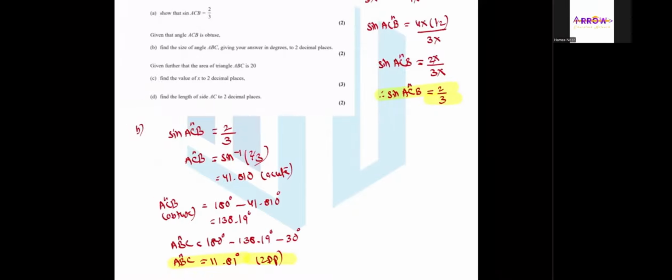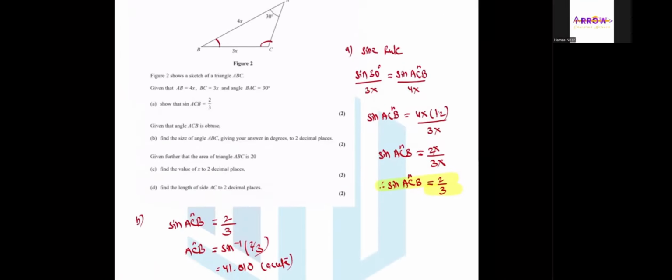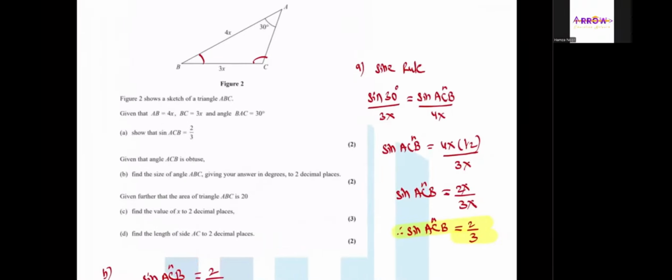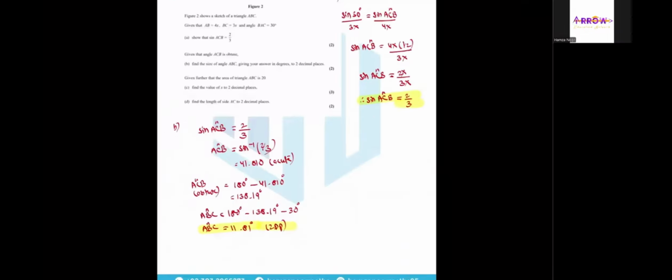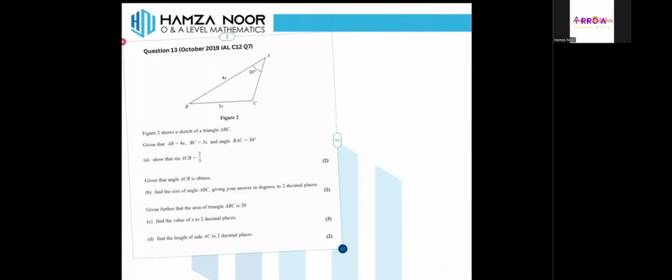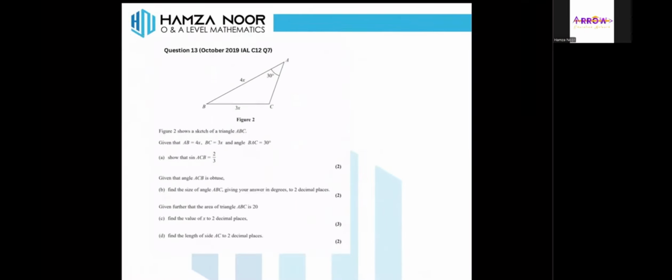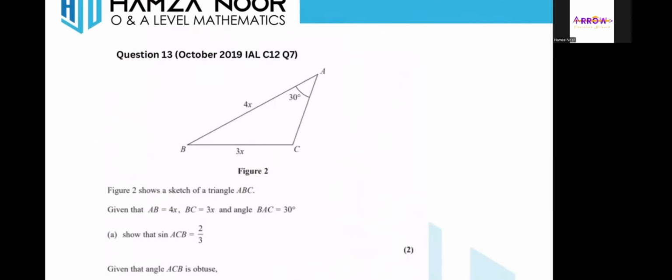In part C, it says that given further that the area of triangle ABC is 20, find the value of x correct to 2 decimal places. All right. So I'm going to bring the picture of the question on the next page. So far what we know is that this angle ACB, which is an obtuse angle, is 138.19 degrees. And this angle ABC is 11.81 degrees.